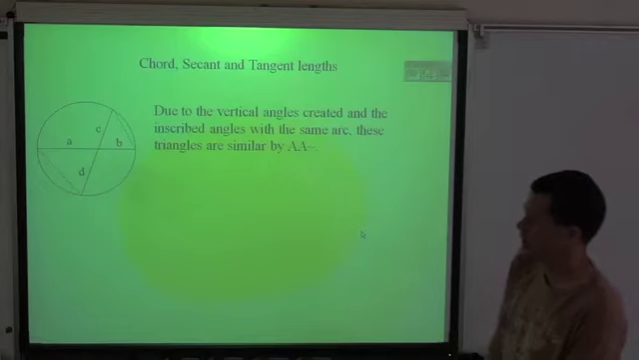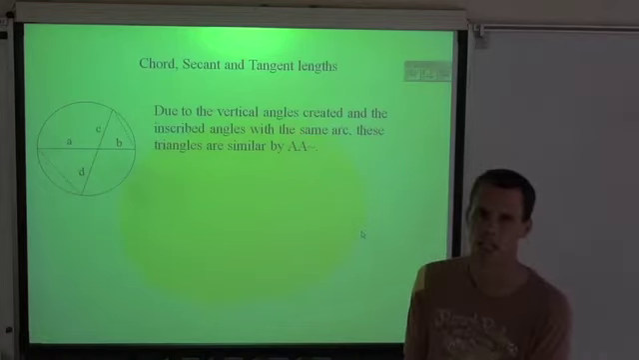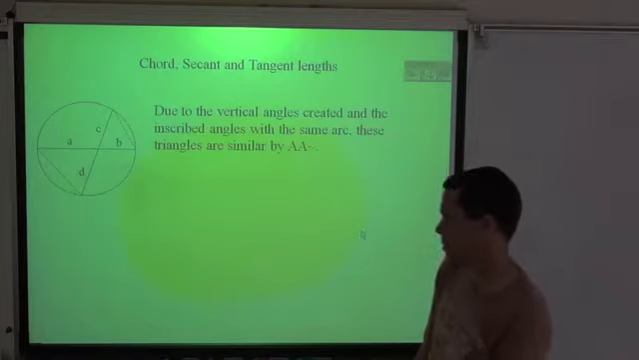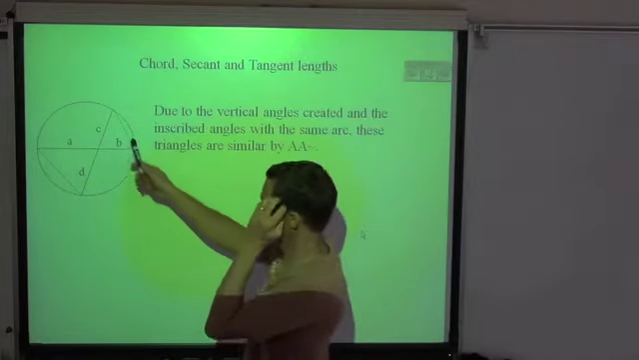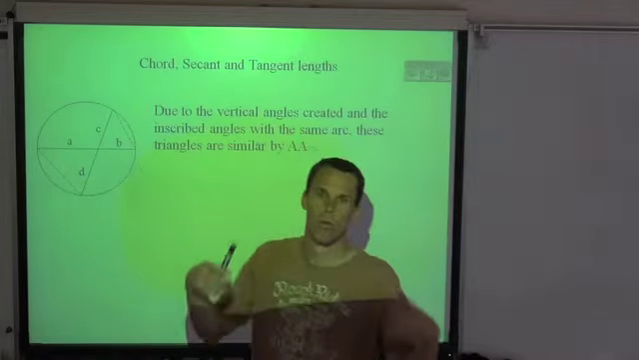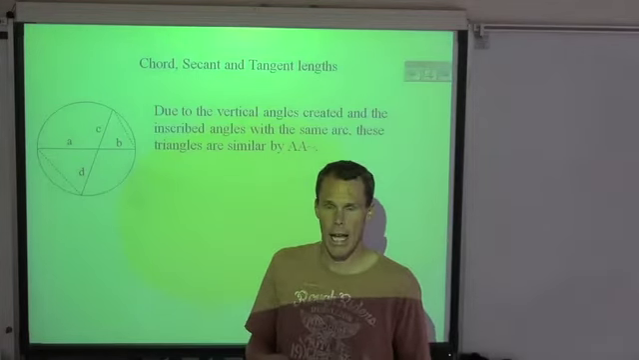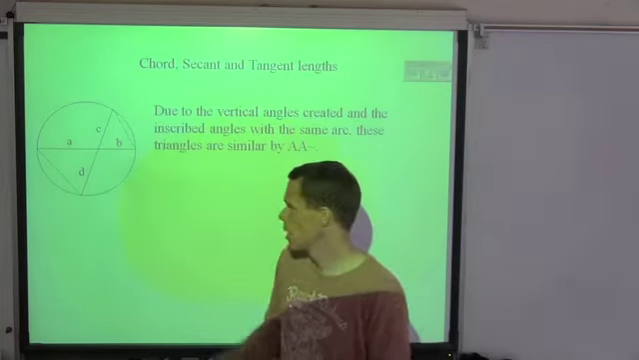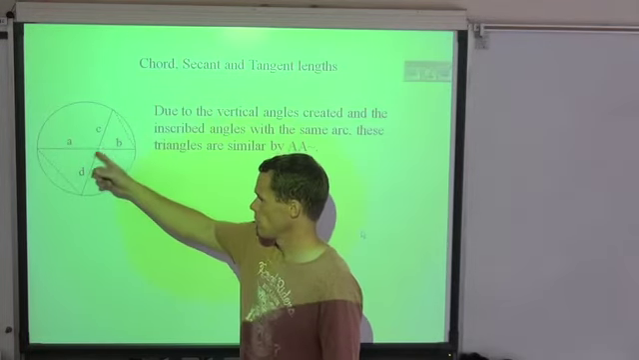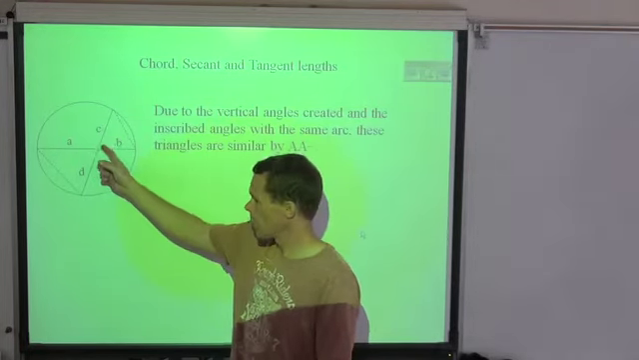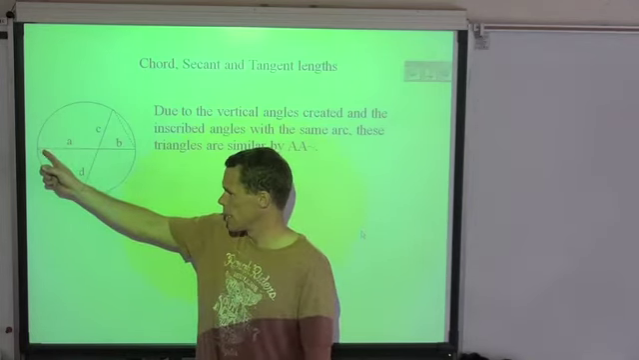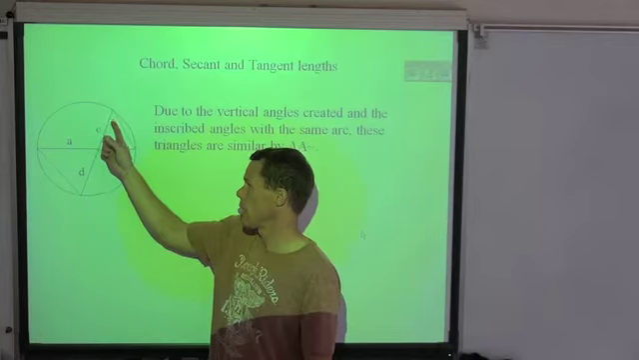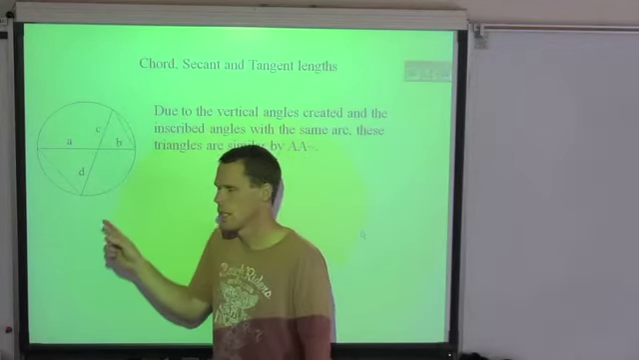So the first thing I'm going to do is create some triangles. I created the triangles by adding two dotted line chords into this picture. And what we're going to do is think about level 1 from second semester and how these triangles are similar. They share a vertical angle, so that's one angle. And then if we look at this angle right here, it opens up to this arc. Well, this angle right here opens up to this arc.